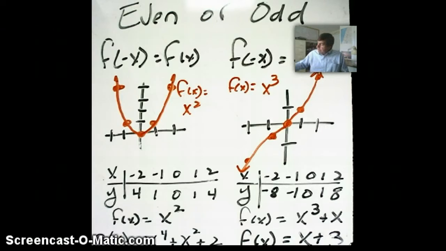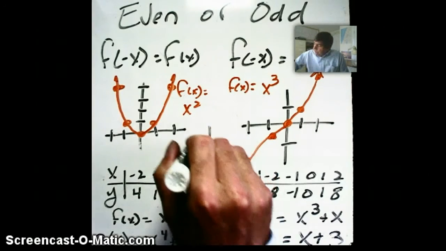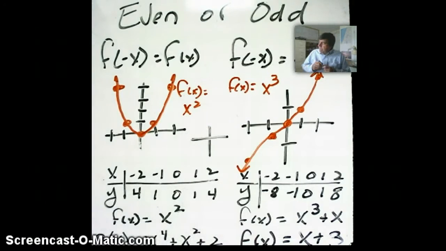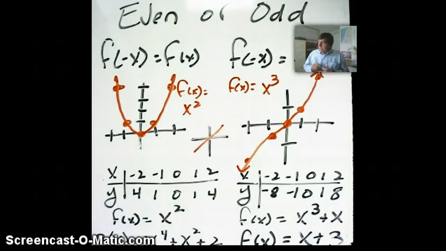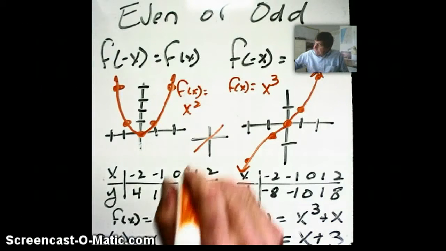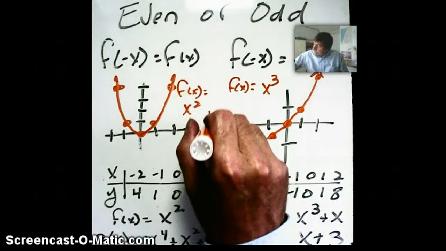Now how about this function right here? F of x is equal to x plus 3. Well, that's a good question. So what would f of x equal x look like? That would just be a line going like that. What if it's plus 3? That means that I moved that line up 3.